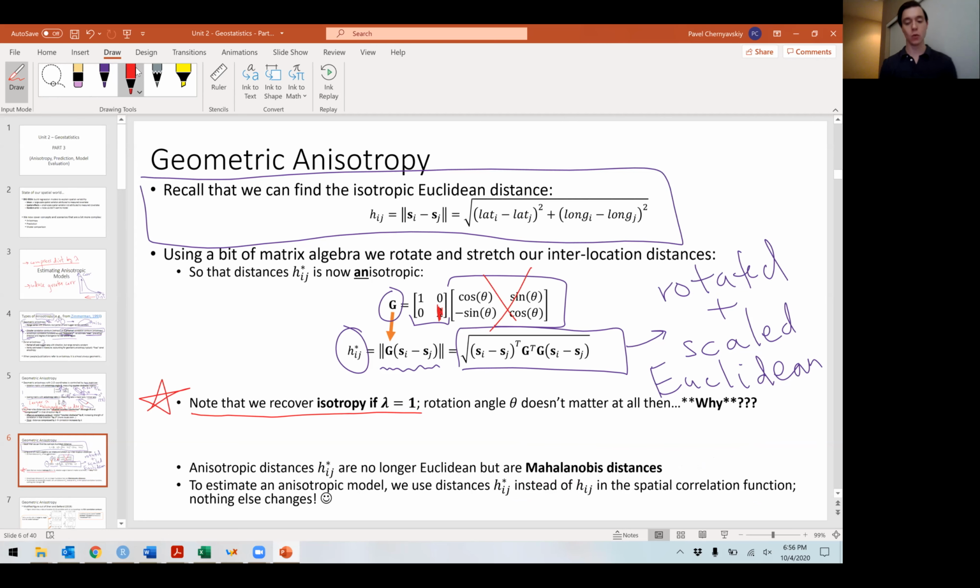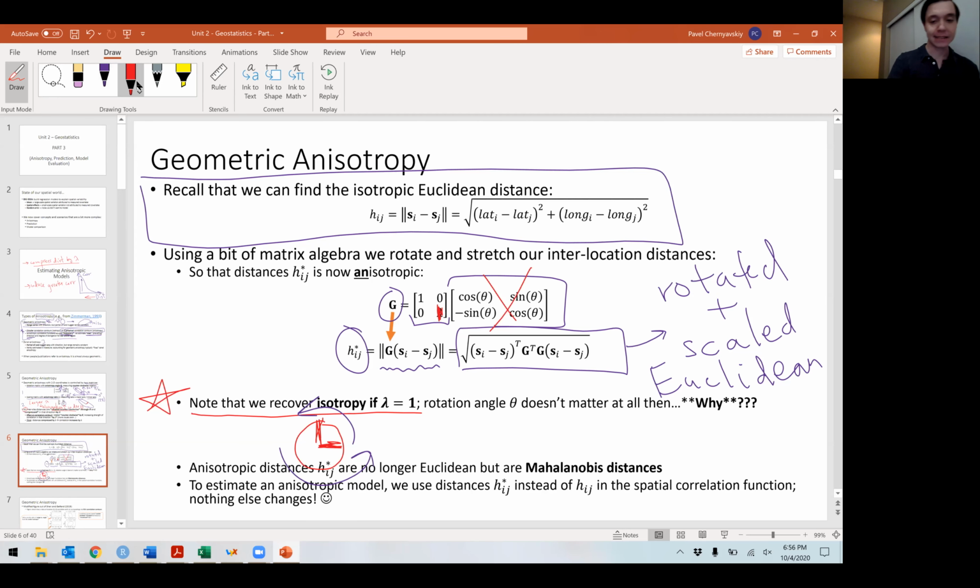Why? Well, a couple of ways of thinking about it. Remember, isotropic world is that of a circle. Lambda measures how much bigger the major axis is versus the minor axis. Of course, in a circle, all radii are identical, so the ratio is going to be equal to 1. You take that circle, and now you rotate it any way you want. You still get the same exact circle back. So if your anisotropy ratio lambda is exactly 1, theta is not estimable. You can't estimate it because you get the same circle back no matter what you rotate that circle by.